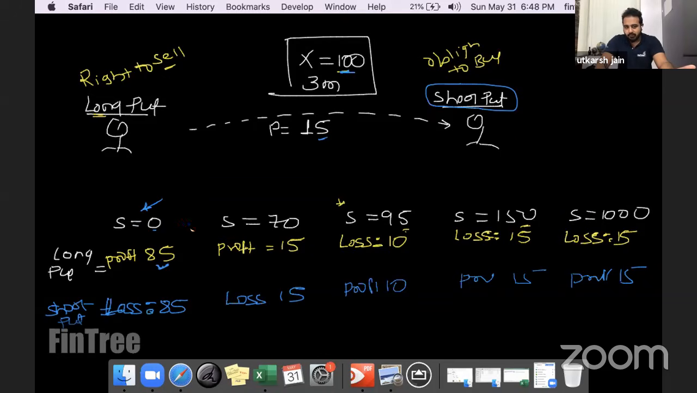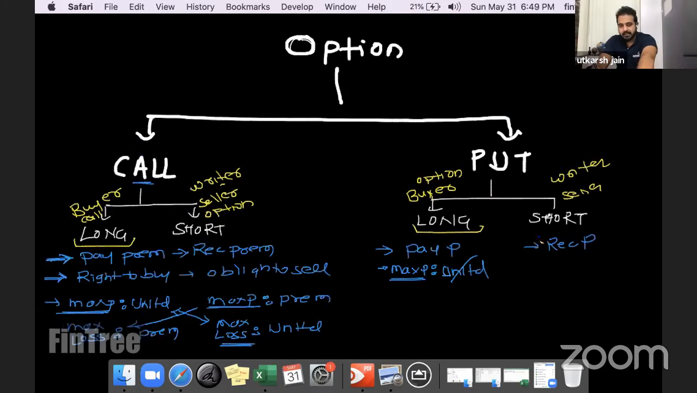And if I have to write a formula for this 85, that 85 is going to be strike price minus the premium, 100 minus the 15. So there you go. That's your formula for the maximum profit that you can have on a long put. It is not unlimited. It is strike price minus the premium. Do you agree with me now? Does it make sense to you?